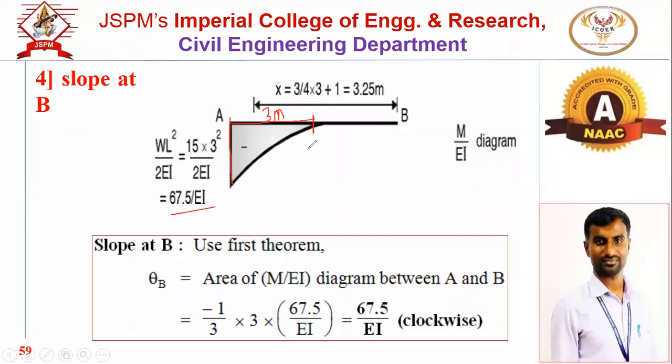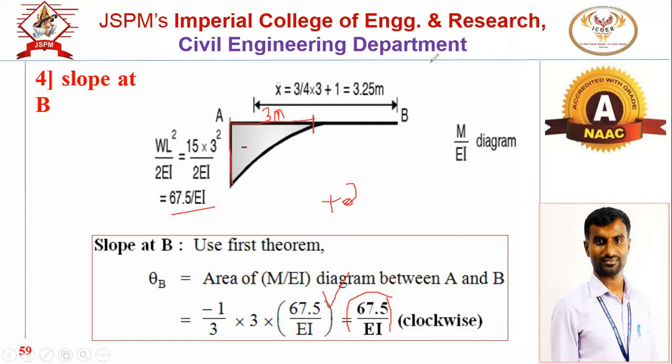This is a cantilever, so the bending moment will be hogging in nature. That's why negative: minus 1/3 base is 3 and height is 67.5 U divided by EI, that is the bending moment at fixed end. After simplification, our answer will be 67.5 U divided by EI. Now here the answer is negative. As per our sign convention, anti-clockwise is positive and clockwise is negative slope. So here the answer is minus, that's why the slope will be clockwise.